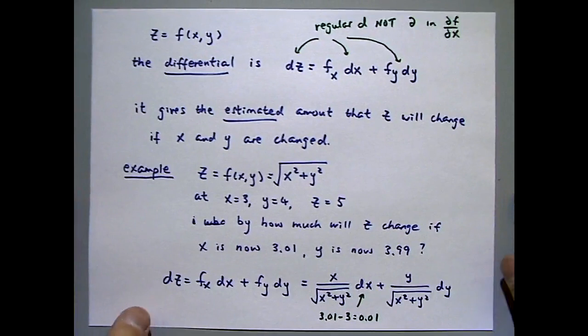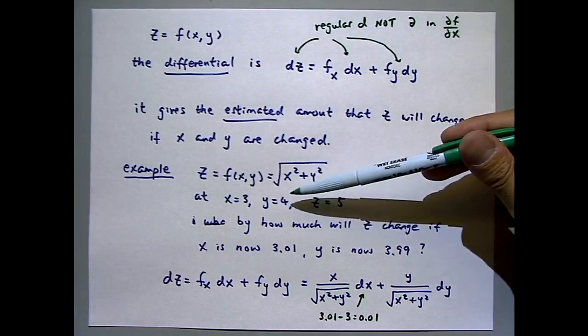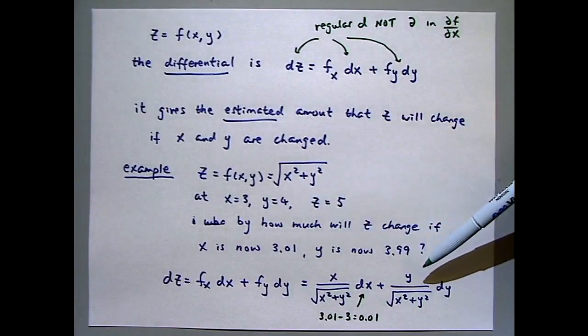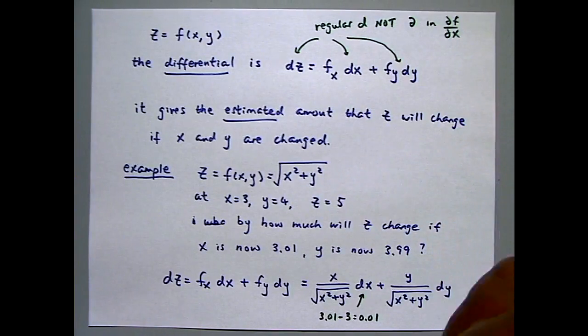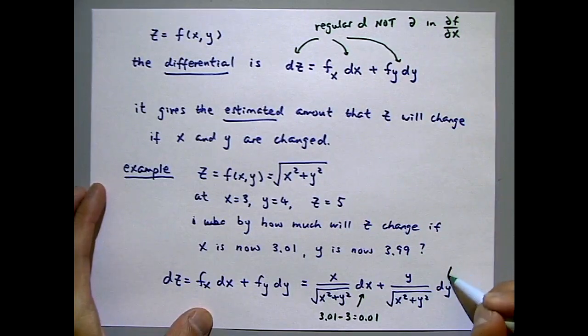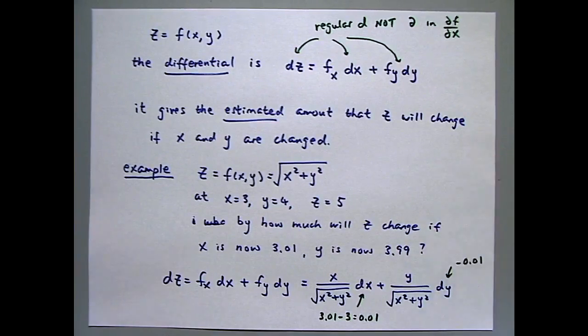What about dy? What would dy be? We're starting at 4. We're going to 3.99. So dy is negative 0.01. It's the same as the regular change.